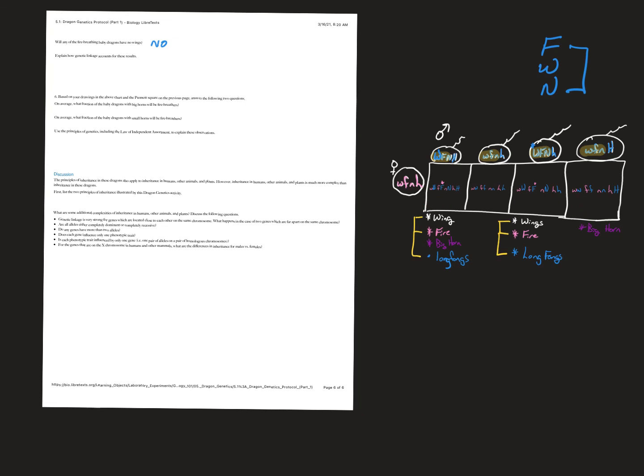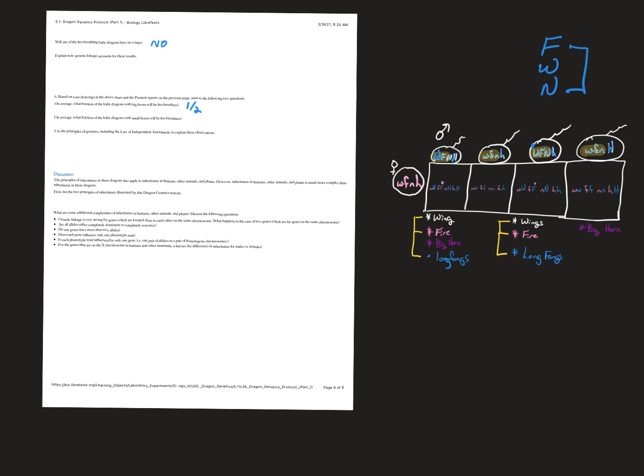That's what randomness means. So on average, what fraction of the baby dragons with big horns will be fire breathers? So here's big horn, here's big horn. There's 2 with big horns, only 1 has fire breathing, so it's 1 out of 2. On average, what fraction of baby dragons with small horns will be fire breathing?